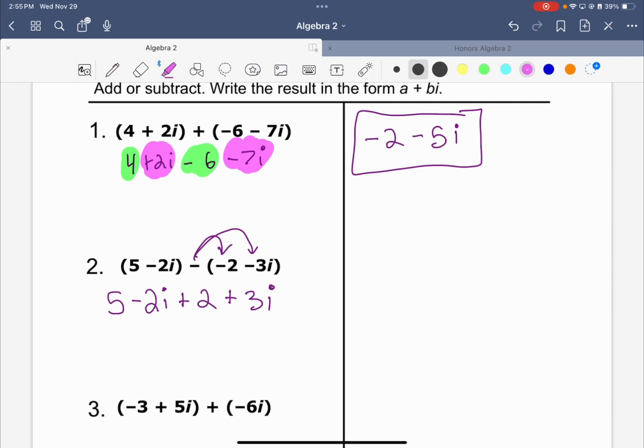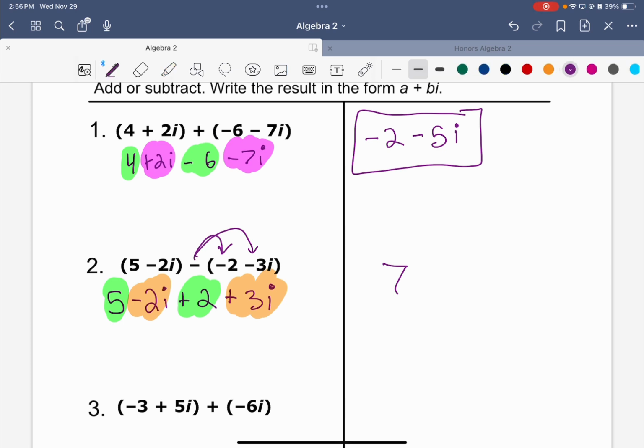Now again, we do just what we did before. We combine our like terms. Combine your real terms first. 5 plus 2 is 7. Combine your imaginary parts second. Negative 2i plus 3i. So negative 2 plus 3 is 1. So we can just put plus i, or plus 1i. It's the same thing. And that's your solution. So again, it just becomes putting the pieces together when you're adding or subtracting, combining like terms.